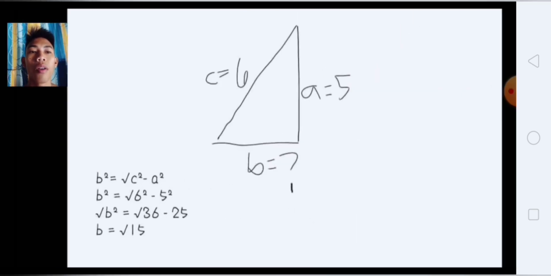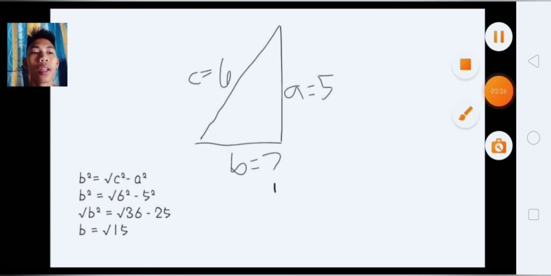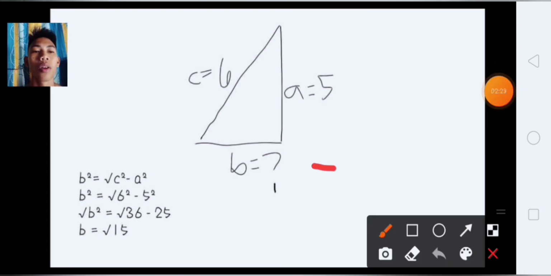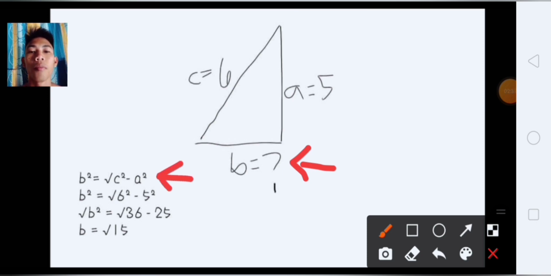Next example, we're looking for B. So we're gonna use this. B squared is equal to C squared minus A squared. Then C is 6 and A is 5. 6 squared minus 5 squared.